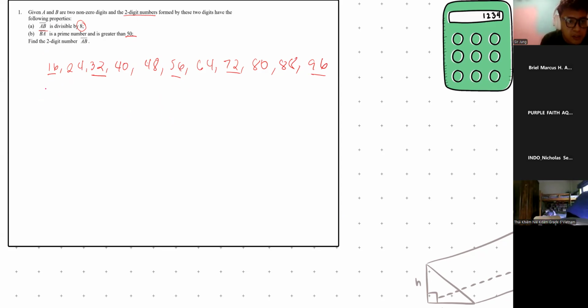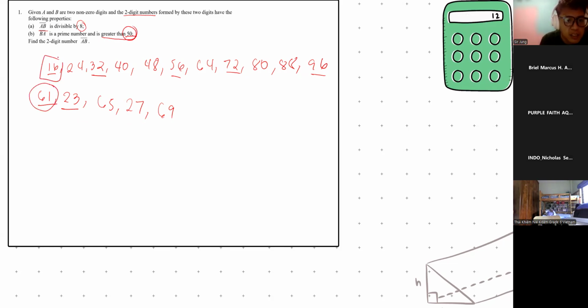So 16, interchanged, is 61. 32 is 23. 56 is 65. 72 is 27. And 96 is 69. Which one here is a prime number? The prime numbers here are only 61 and 23. Now, we need to consider the condition that the number should be greater than 50. So the only possible one here is 61. So the answer should be 16, and that is the correct answer.